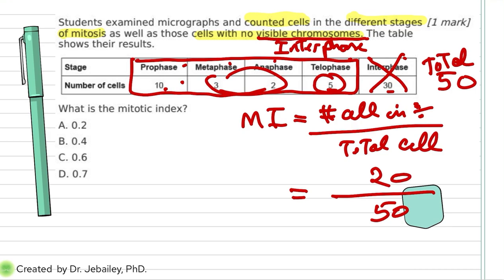So we can see 20 out of the 50 is what we consider to be the mitotic index. Now we have to do division. Remember, you cannot use a calculator in paper 1, so you're going to have to do it in your head. Now 20 divided by 50 is the same thing as 2 divided by 5 if you cancel. In this case, we know that this is 0.4, because it's basically 20 divided by 5, which is 4, but since it's 2 out of 5, it's 0.4. So the answer is B.